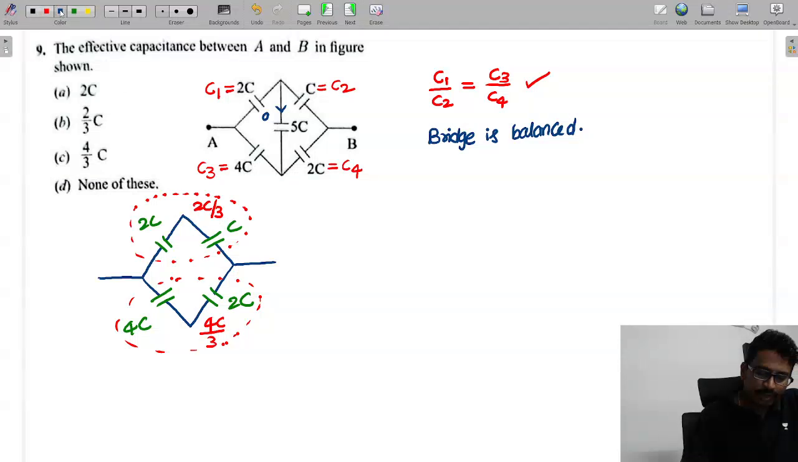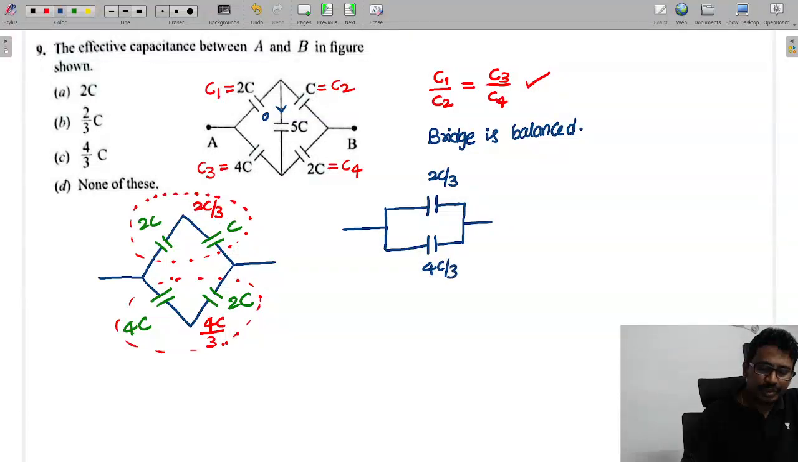Now this whole combination is in parallel. This is 2C by 3, this is 4C by 3. Now tell me the equivalent capacitance between A and B. So this is 2C by 3 plus 4C by 3. That is nothing but what? 2C.